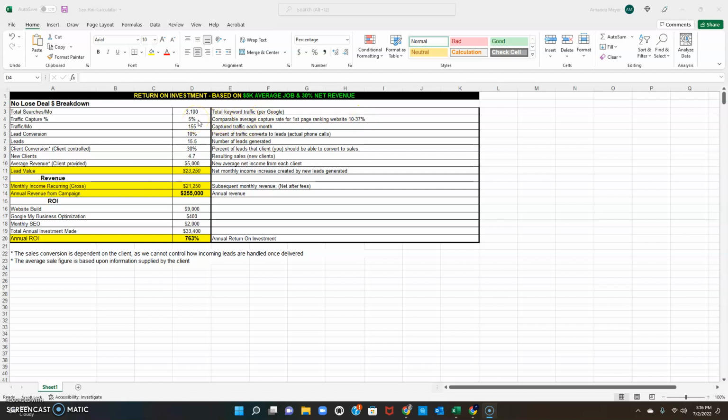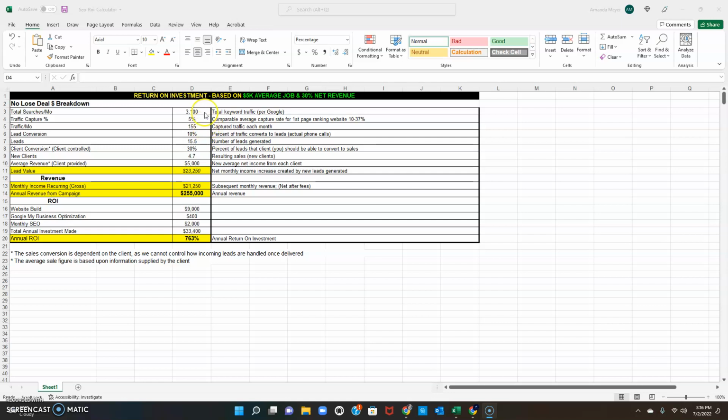The reason for that is because, number one, I want to leave room for error. Number two, I want to under promise and over deliver. And number three, I want to be certain that I can bring the value that they're looking for and be able to help them hit their goals. So after you factor in the capture rate, this takes us to a figure of captured traffic each month.